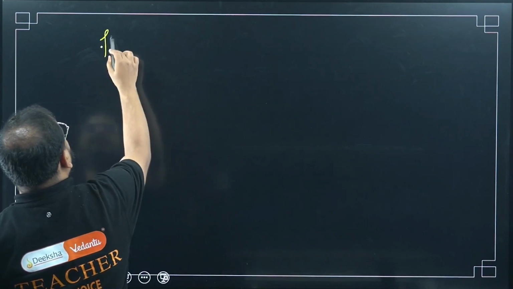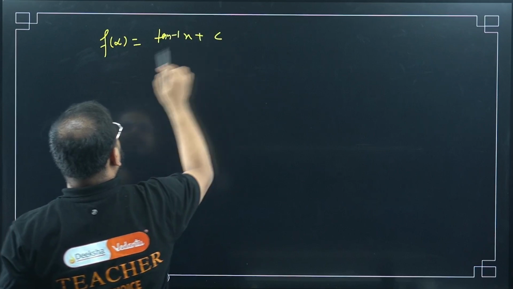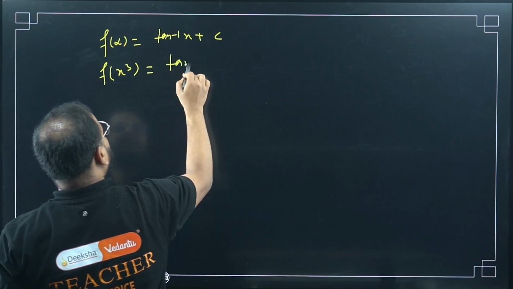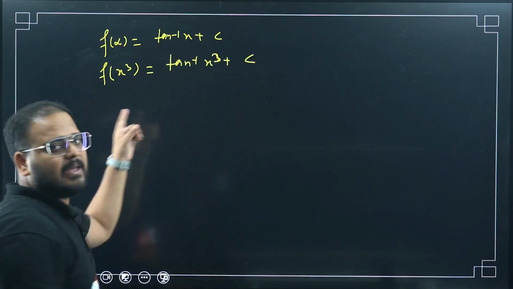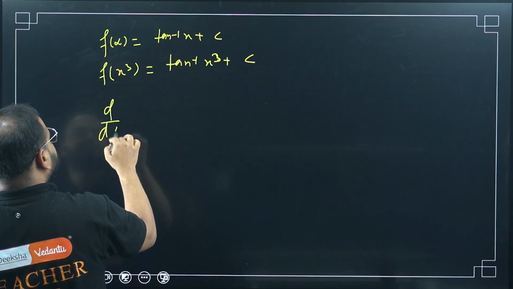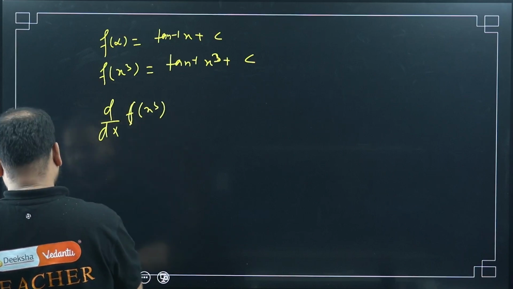So I'll write this now. When I have function f(x) given as tan inverse of x plus c, then if I'm writing this function f of x cube, this will become tan inverse of x cube plus c. Wherever there is x, I'll replace it by x cube. They're asking us to differentiate this, f of x cube.